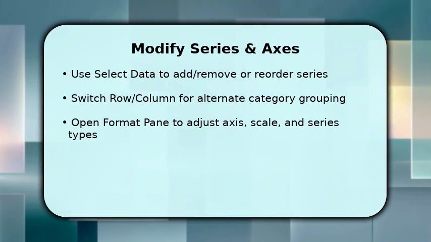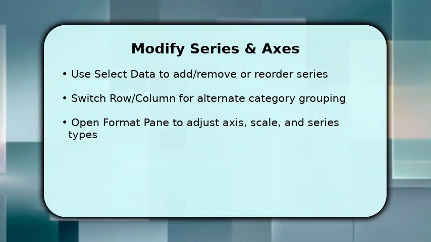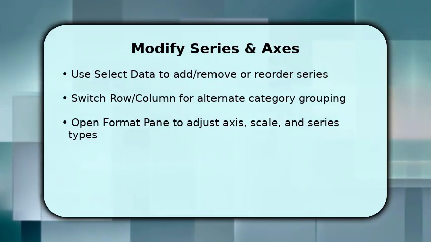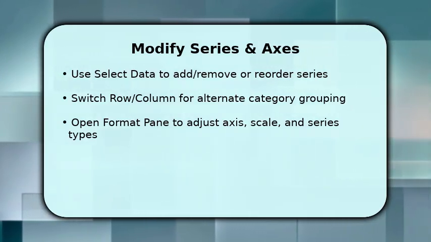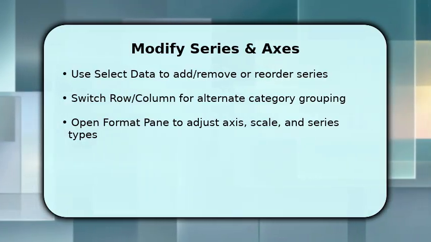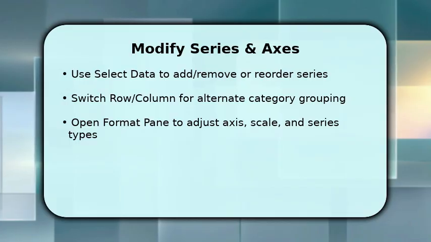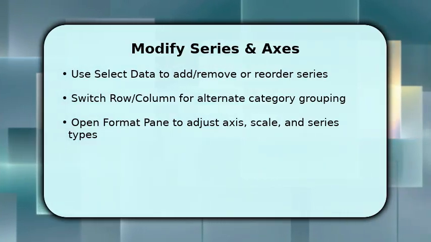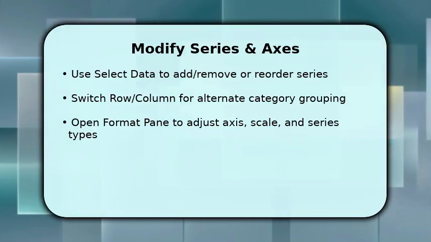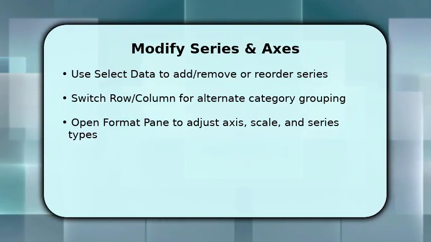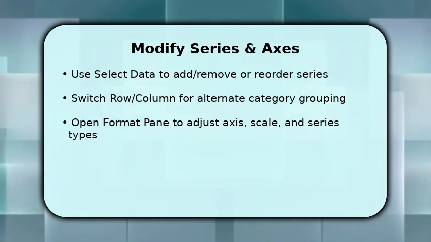Next, refine how the data maps to the visual. You select data to add, remove, or reorder series and change which column drives the categories. This controls what appears on the X and Y axes. If categories look reversed, use switch row/column. Then open the Format pane to set axis bounds, adjust number formats, and convert individual series to secondary axes or different types, useful in combo charts. These steps let you sculpt the chart shape to reflect the story.